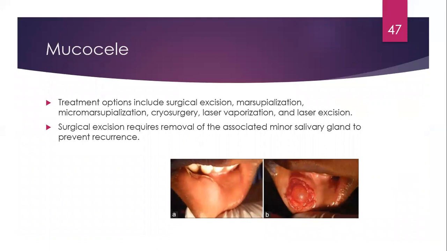Okay, so with the mucocele, treatment options include surgical excision, marsupialization, micro marsupialization, cryosurgery, laser evaporation, and laser excision. Okay, surgical excision requires removal of the associated minor salivary glands. So please remember, if you're going to proceed with this particular procedure, that you remove the associated salivary glands.